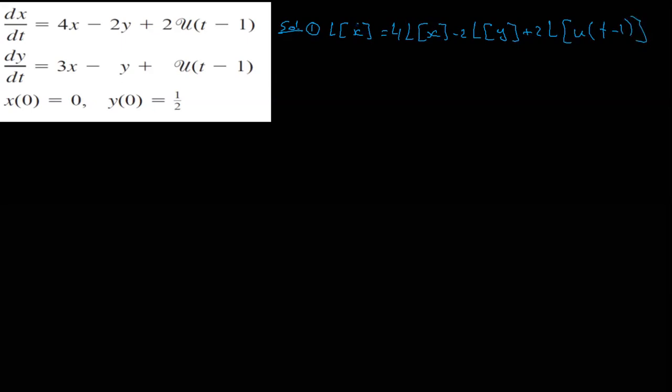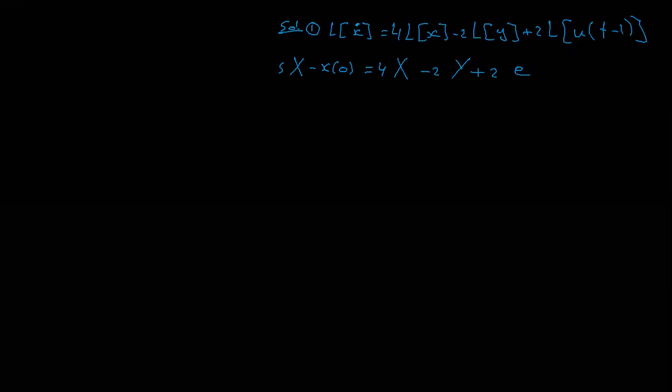Now the Laplace of the first derivative is given to be s X capital minus x of 0. Now I have x of 0 to be 0, equal 4X capital minus 2Y capital plus 2 times the Laplace of the unit step t minus 1. I think we have a rule in the first slide. Do you remember the Laplace of the unit step?